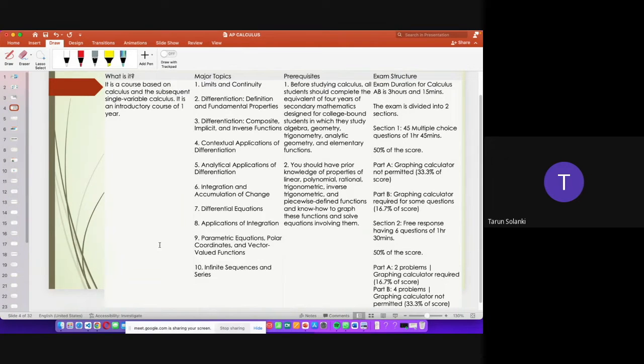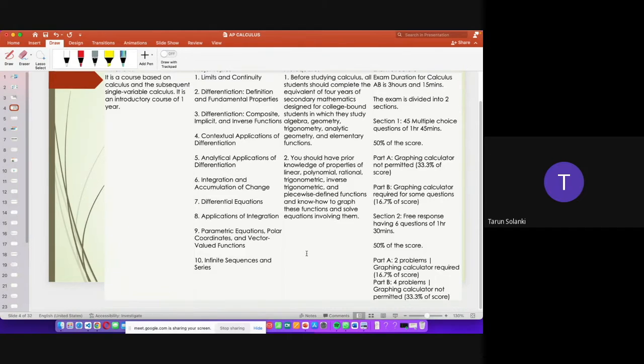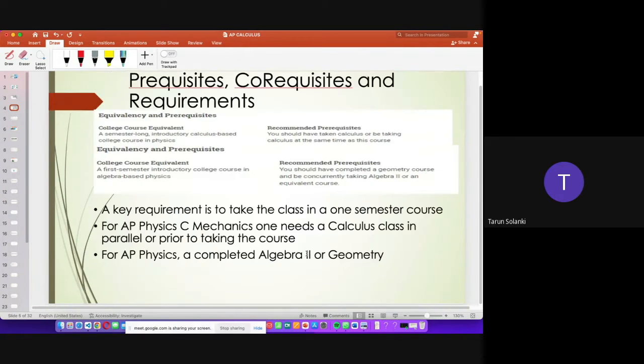50-50 will be divided for the MCQ and the free response questions, and again there will be two parts, part A and part B. In part A, a calculator will not be permitted, which is 33% in the MCQ part. In part B, which is 16.7% of the total score, a calculator will be allowed. Similarly for the free response type, there will be 6 questions covering the same.